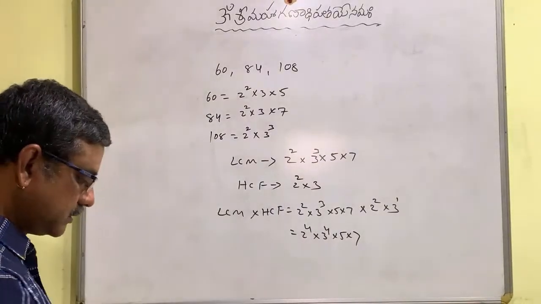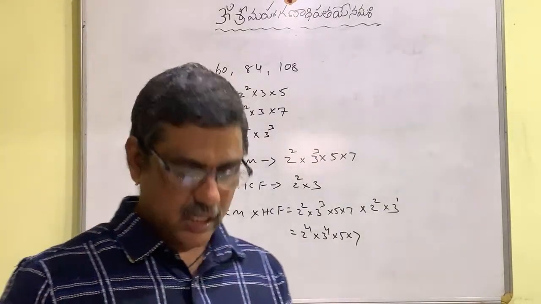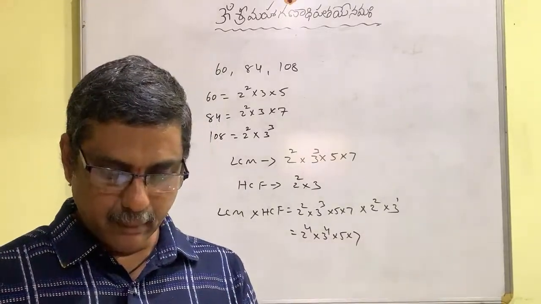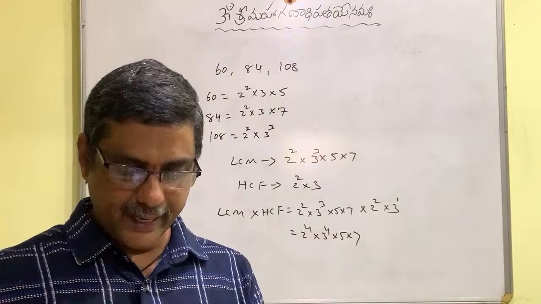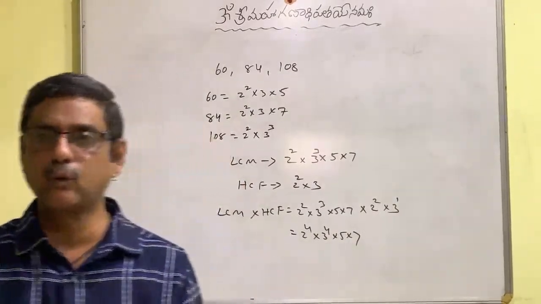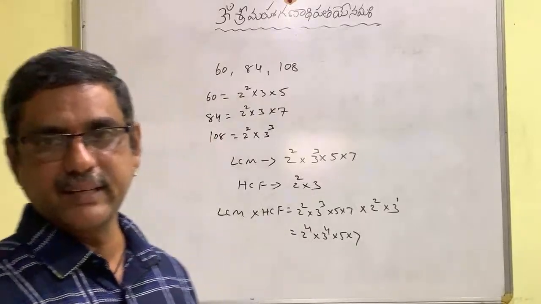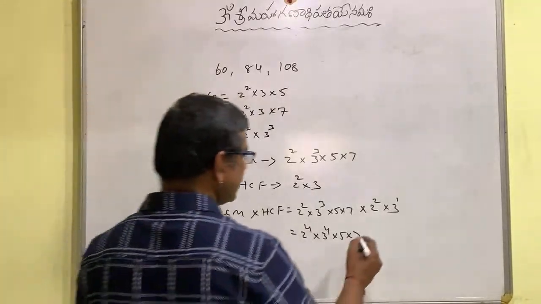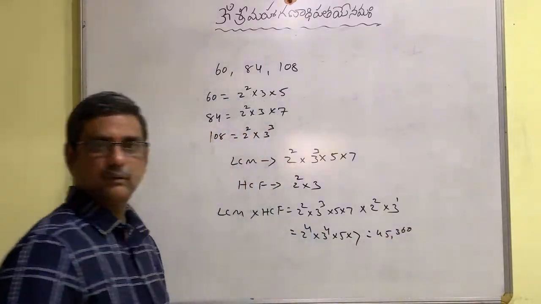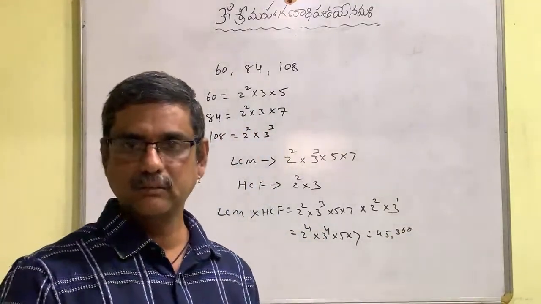Next. Internal choice question. What is the minimum number of rooms required during the event? Yes. The product is, I think, somebody is saying 45360. 45360. Okay, right.